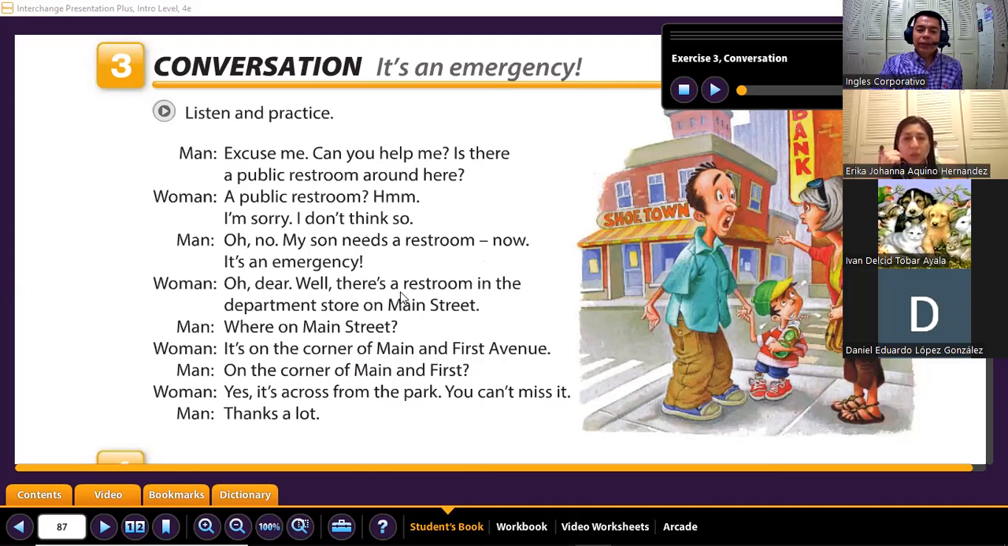Well, there is a restroom in the department store on Main Street. Where on Main Street? It's on the corner of Main and First Avenue.